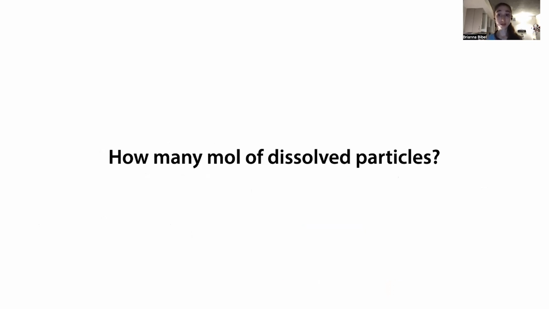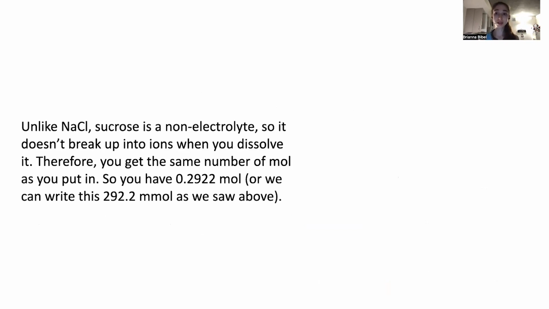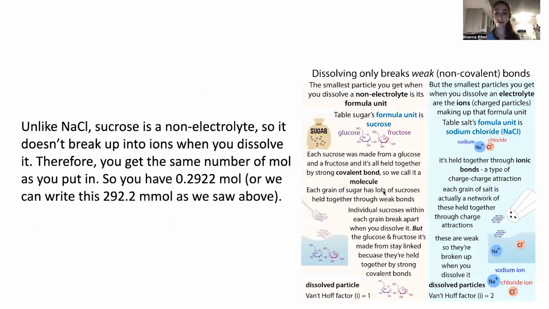Okay, so how many moles of dissolved particles? I say this because when we talked about sodium chloride, we saw how sodium chloride didn't just dissolve, it dissociated. So it split up into component ions, sodium and chloride ions. So we got twice as many particles as we put in. So say you put a mole of sodium chloride in, and now you get a mole of sodium ions and a mole of chloride ions.